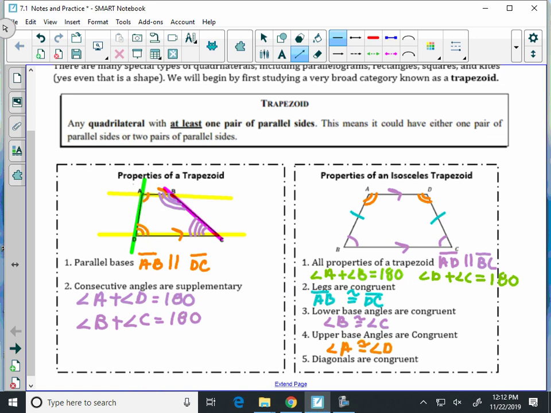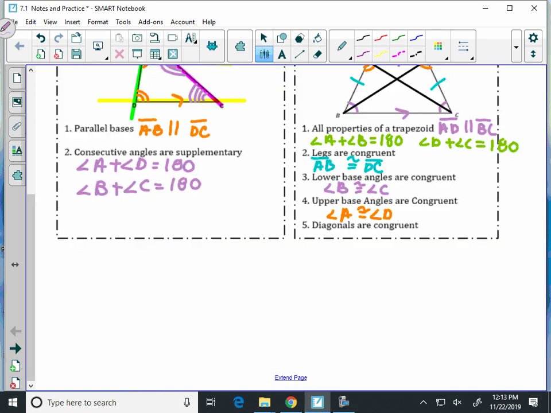So if I start at A, what angle is opposite or across from angle A? C. So a diagonal would be connecting A and C. That's a diagonal. The other diagonal will be from B to D. Because it's an isosceles trapezoid, those are congruent to each other. So we would say AC is congruent to BD.